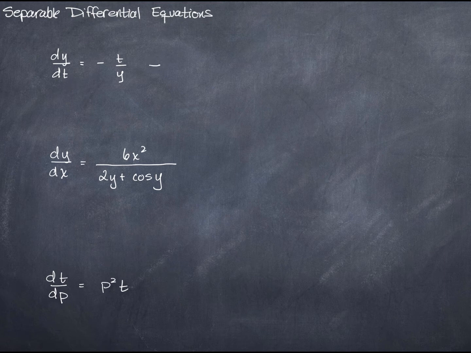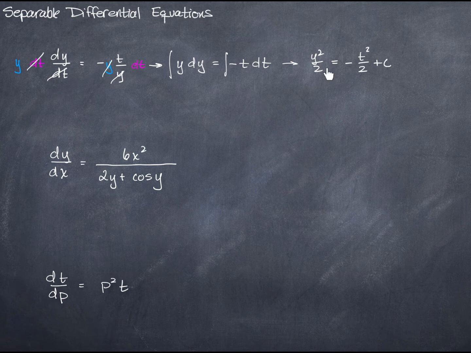This one is simply going to be, so we'll multiply both sides by dt, and we'll multiply both sides by y, which lets me cancel the y's here and the dt's here, and I get y dy equals negative t dt, which when I integrate gives me y squared over 2 equals negative t squared over 2 plus some constant.